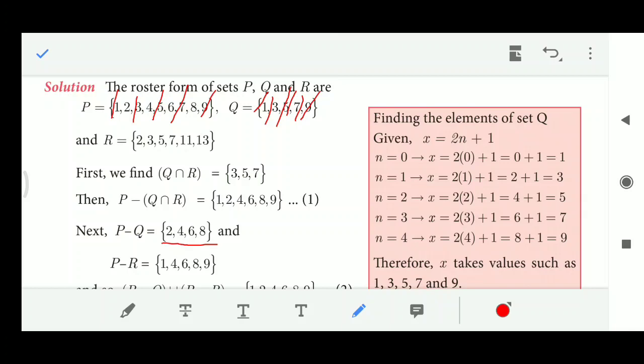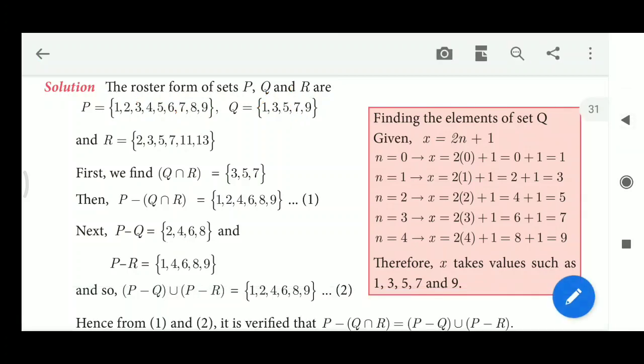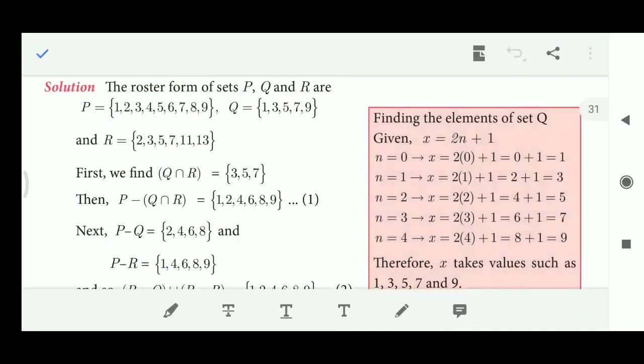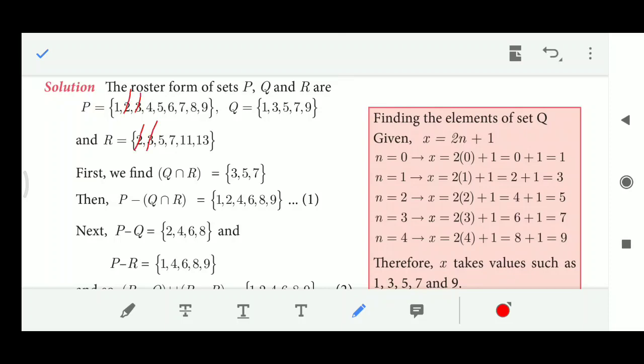Like that you have to find P minus R. Here the common elements are 2 and then 3 and then 5 and then 7. Then we have the remaining elements from P as 1, 4, 6, 8 and 9.